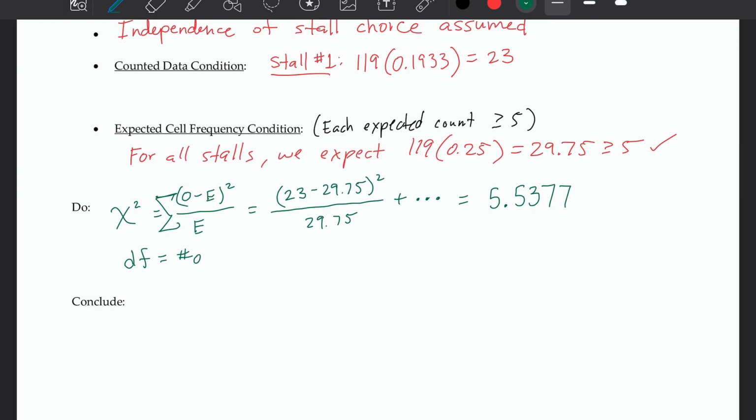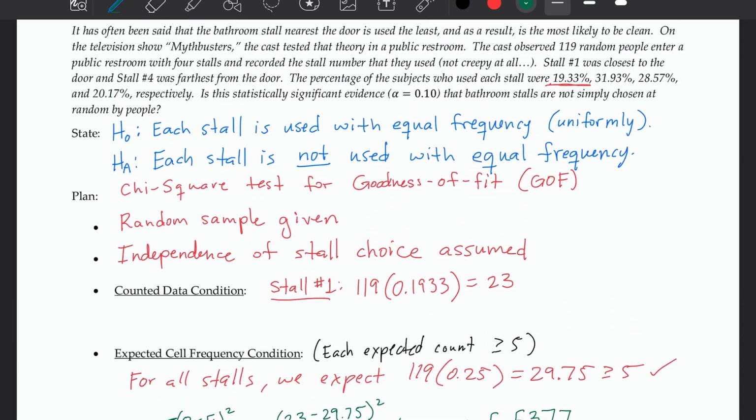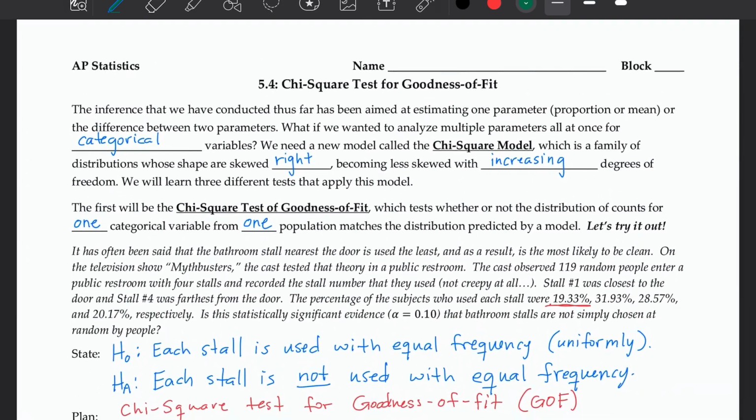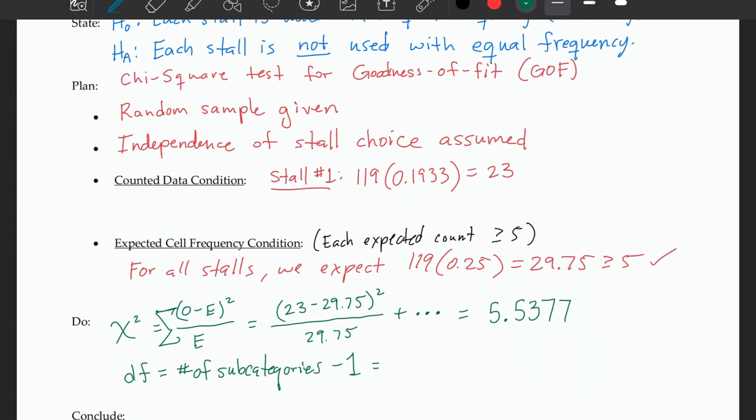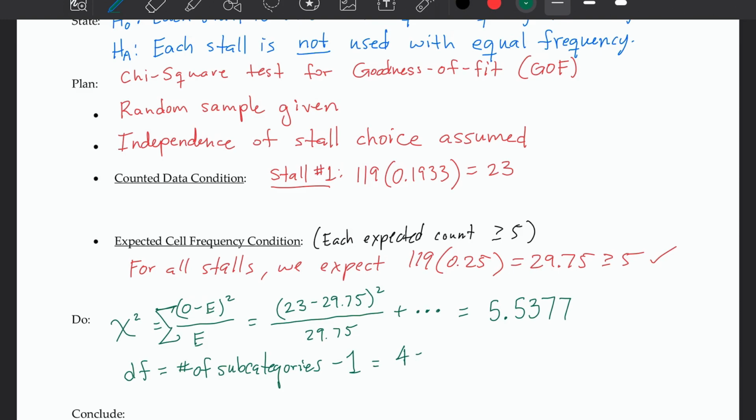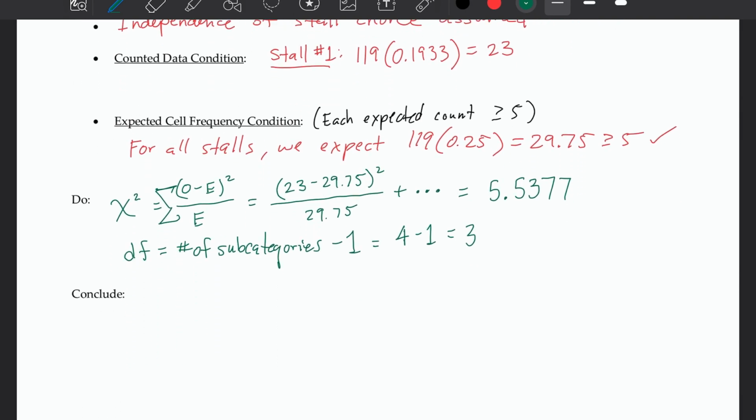DF, degrees of freedom, number of subcategories minus 1. So in this example, within our category of stalls in the bathroom, there were 4 subcategories. They had 4 choices from them. So in this case, it's going to be 4 minus 1, which is 3. We have a degrees of freedom of 3. Great.